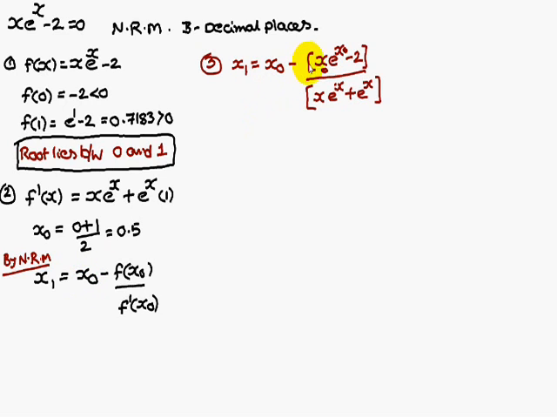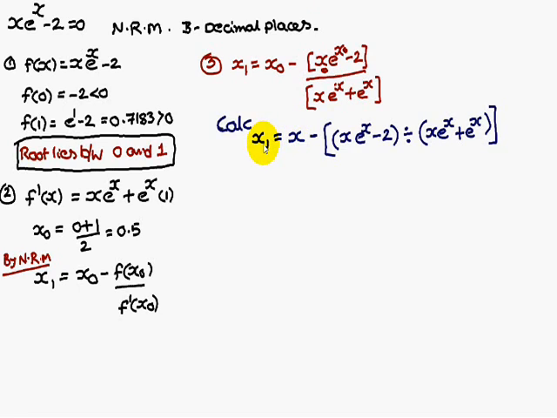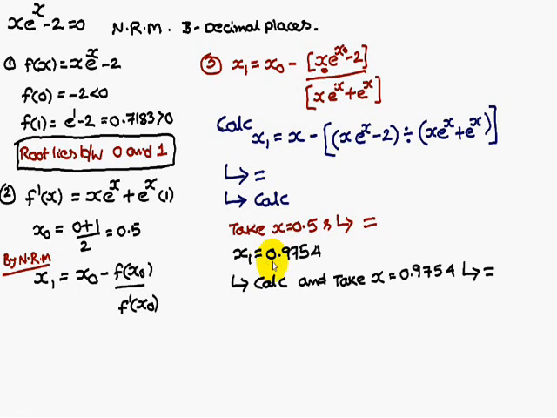Now you substitute the values in the equation and simplify. You are going to get it as x1 is equal to 0.9754. Similarly, if you substitute, x2 formula is x1 minus f of x1 by f dash of x1, where x1 is equal to this much. Now you have to substitute this value in the equation. You will get x2 is equal to 0.8634.